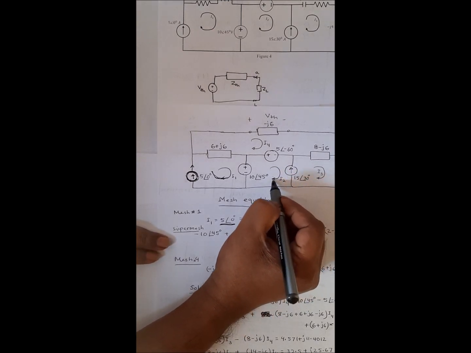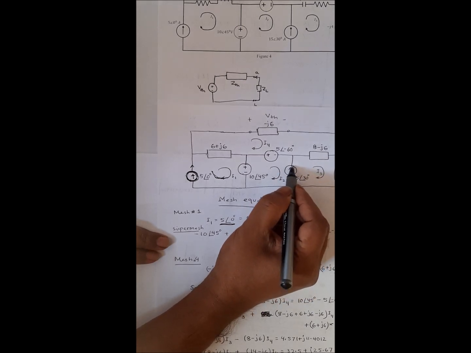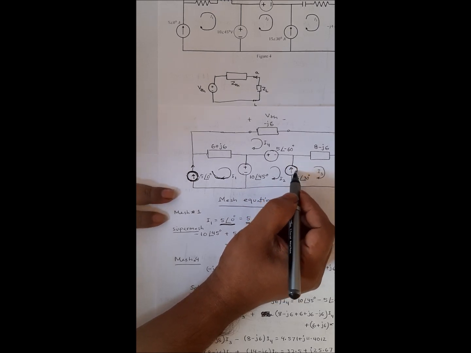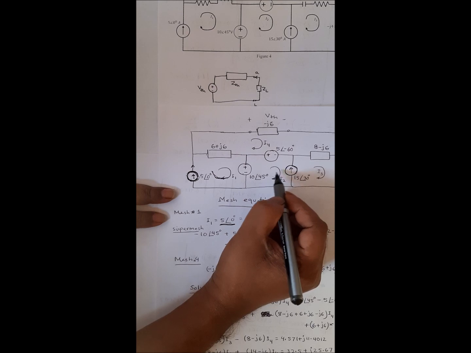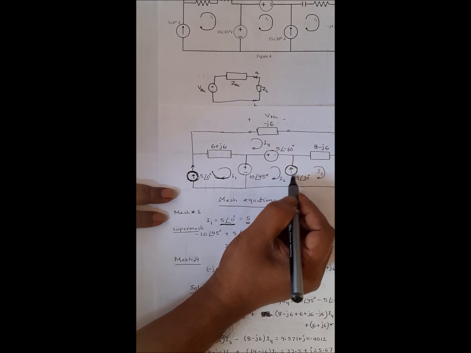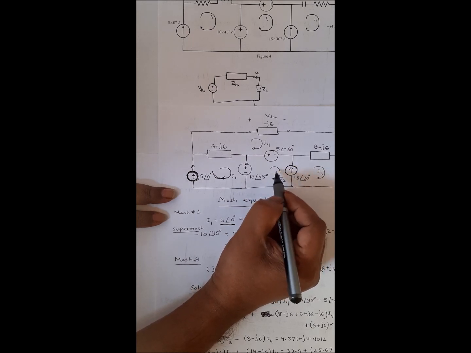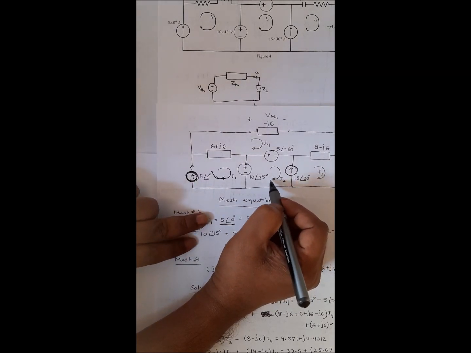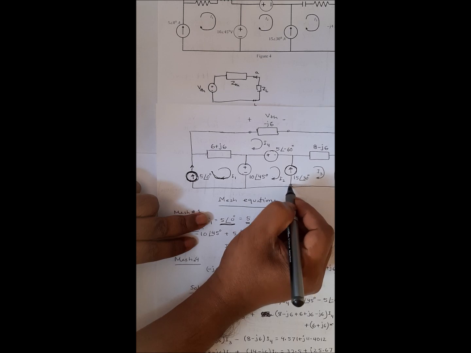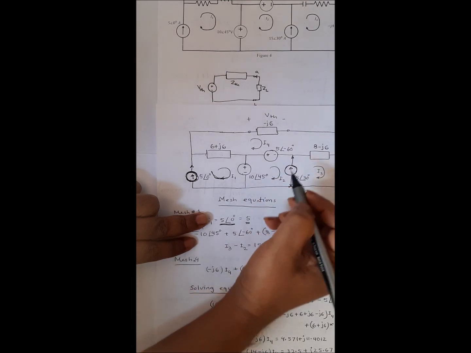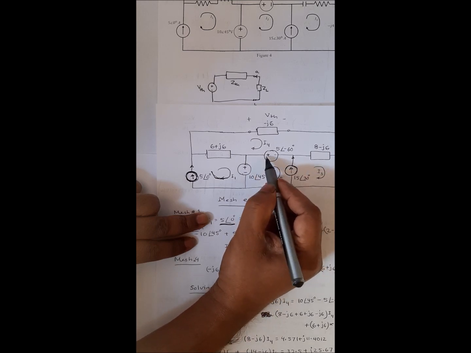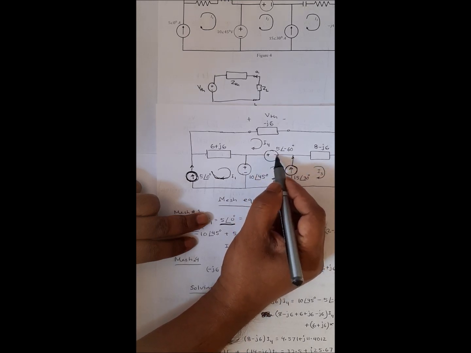If you look at this mesh here, it includes a current source, so we cannot apply Kirchhoff's voltage law directly. Because of the current source present, we need to make a super mesh here. So exclude this branch and write down a super mesh equation.